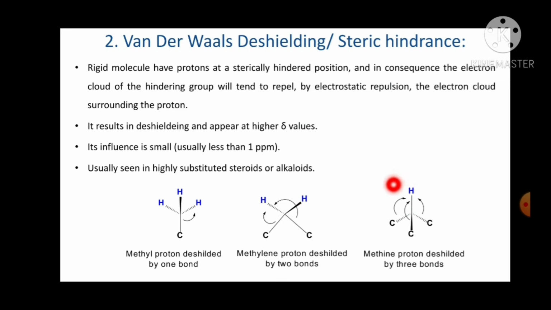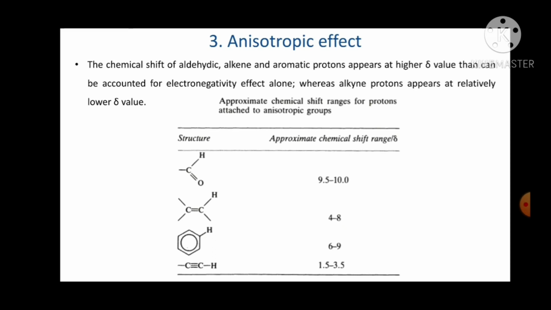So as the steric hindrance increases and the particular nucleus is at an isolated place, the effect will be towards the deshielding zone. The delta value will be higher, and usually the effect is about plus 1 ppm. Then the third effect is the anisotropic effect.